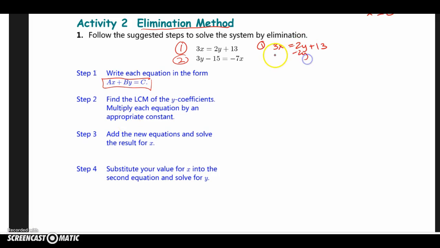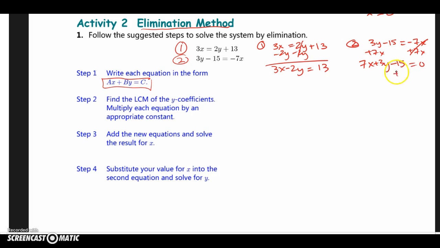For equation 1, subtract 2y from both sides. 3x minus 2y equals, keep the 13 there. That's good to go, it's in general form. For equation 2, I'm going to add 7x to both sides. That's going to give me 7x plus 3y. The minus 15 is still there, and then I got a 0 on the right side. I don't want the minus 15 there, I want the number by itself on the other side, so I've got 7x plus 3y equals 15. So 1, check, good to go in general form. 2, check, good to go, they're both in general form.